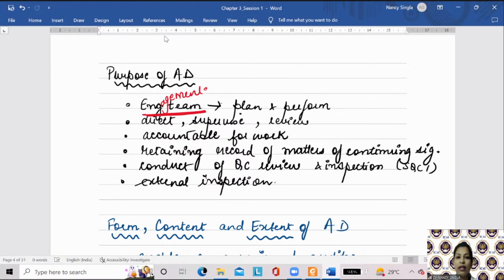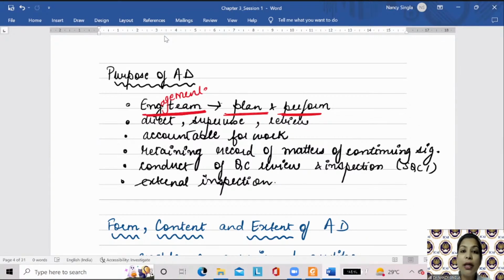You all are now very well versed with the concept of engagement team, audit engagement, engagement partner, right? So engagement team, that is the audit team. It helps them to plan and perform the audit. See, let's say if the team has the audit documentation of the last year, their planning and performance of the audit with respect to this year is going to be what? It is going to help them in planning and performing the audit, right?